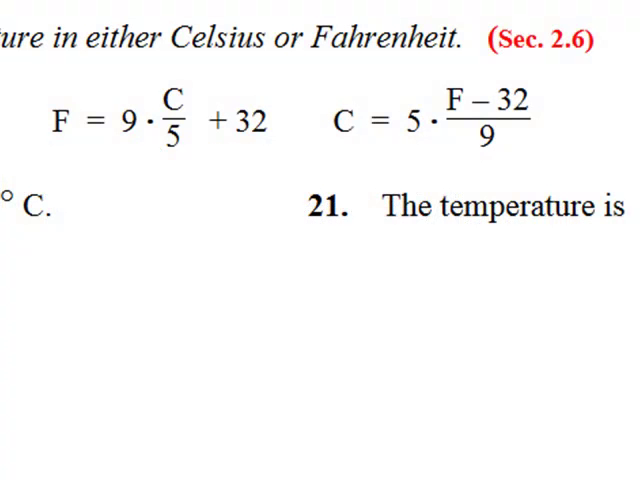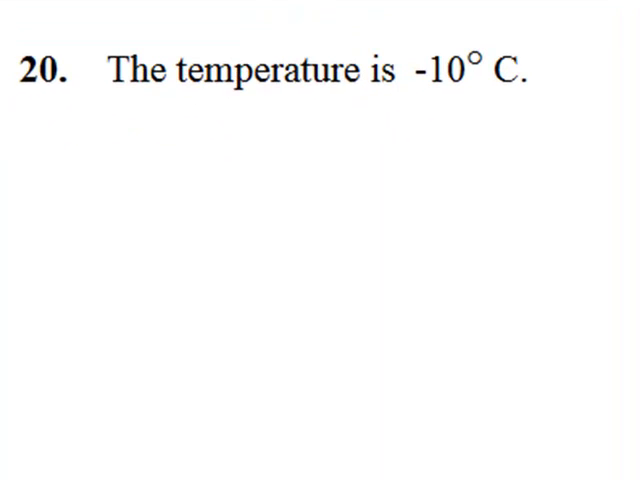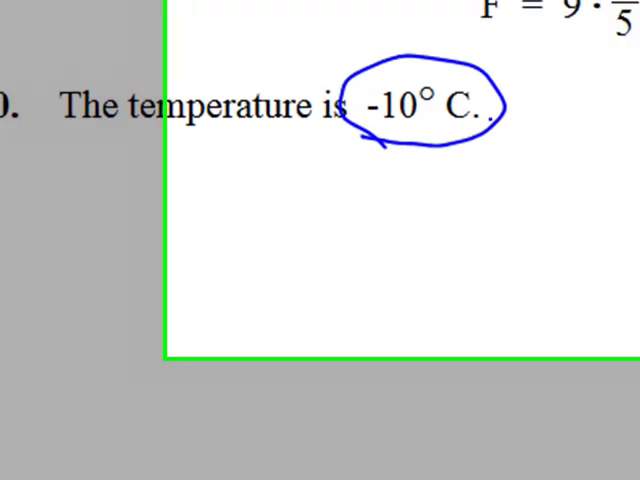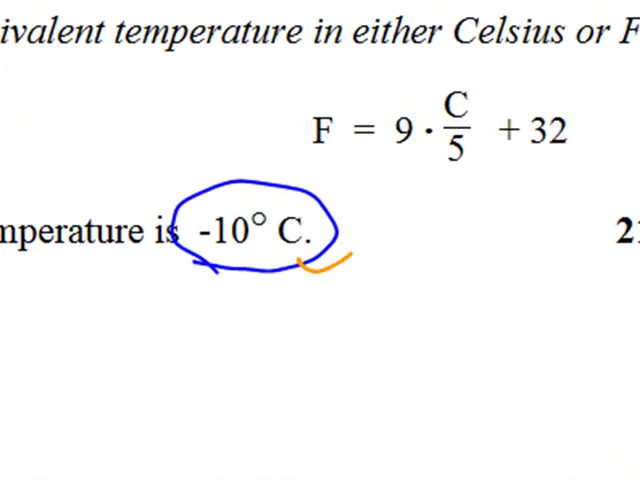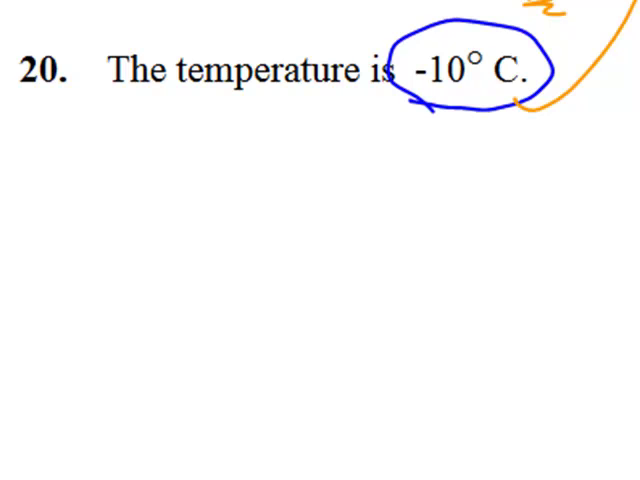For numbers 20 and 21, we're asked to use these formulas for Fahrenheit and Celsius. Number 20, it says the temperature is negative 10 degrees Celsius. That is a C value or a Celsius value, and that means we're going to put that into the first formula because that's where F is equal to C. And when we're done, we'll have a Fahrenheit value. Let's take a look at that.